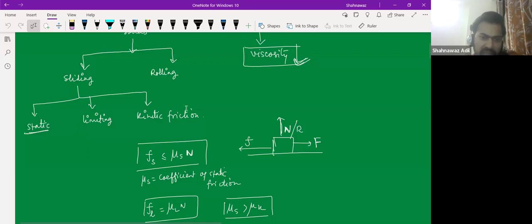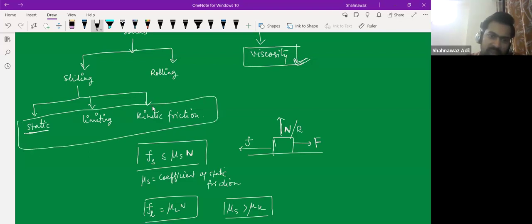So in these three, which one is the adjustable friction? Can you guys tell me, in these three, which one is the adjustable friction? Which one is the adjustable?